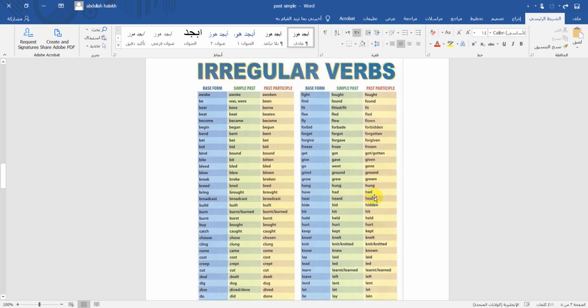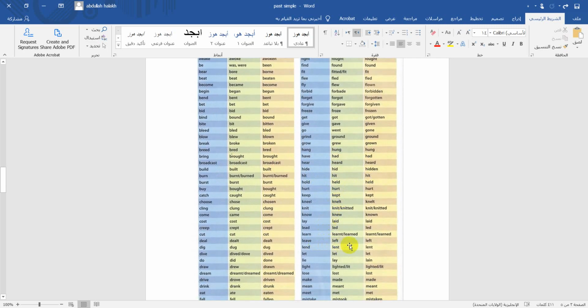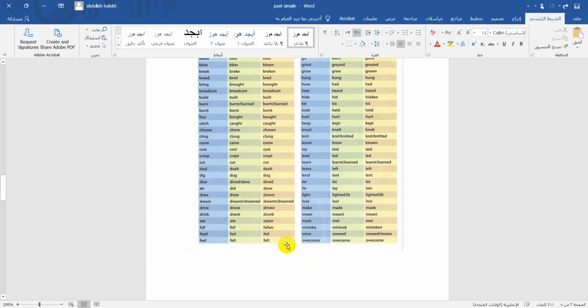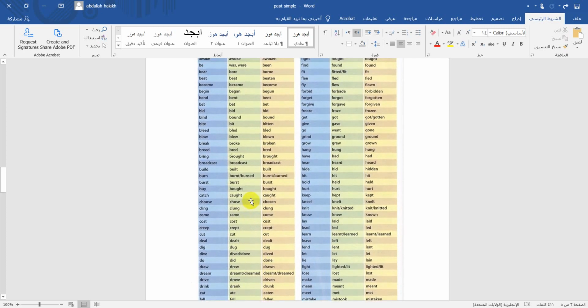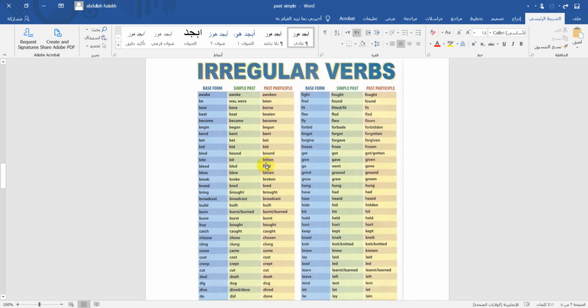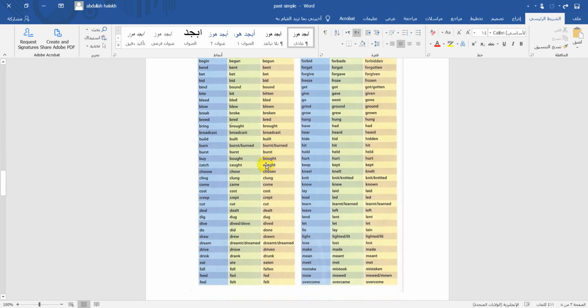مثلا have had had, hear heard heard, hide hid hidden. Like here you can say leave left left, lose lost lost, okay, overcome, overcame, overcome. Go, went, gone, fall, fell, feed, fed, read, read. All of these verbs, you should memorize them to be able to write sentences in English language.